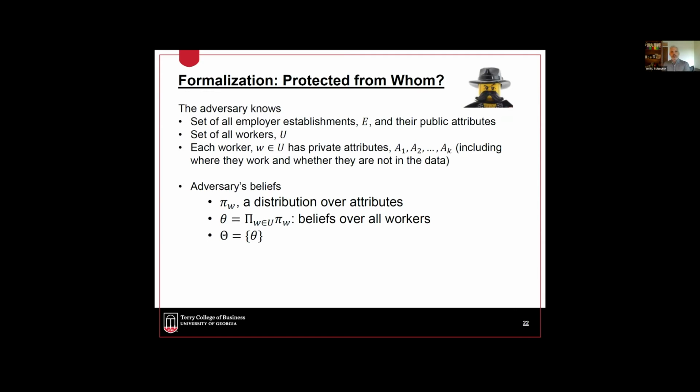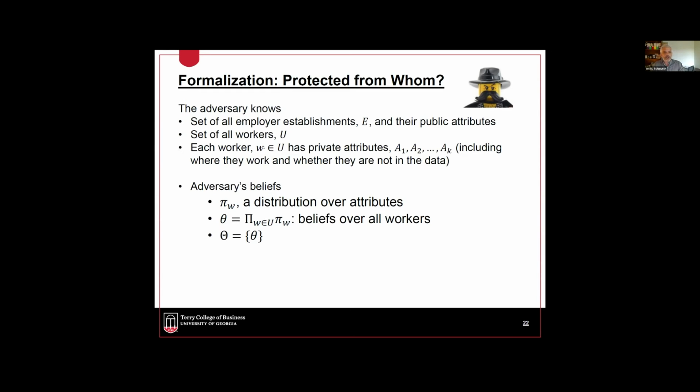Okay, so there's a formalization here, which is to try to think about exactly who we are trying to protect the data from. And so here they introduce the concept of an adversary. In this setting, we're going to imagine an adversary who knows the set of all employer establishments, E, and their public attributes. And they know the set of all workers that could appear in the database, but they don't know which ones are in the database.